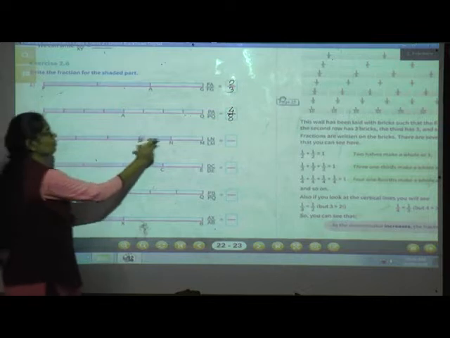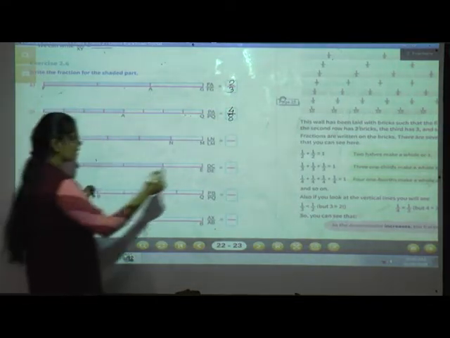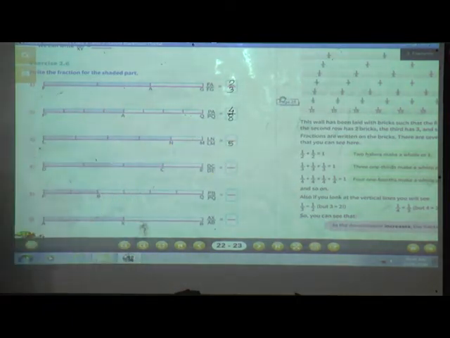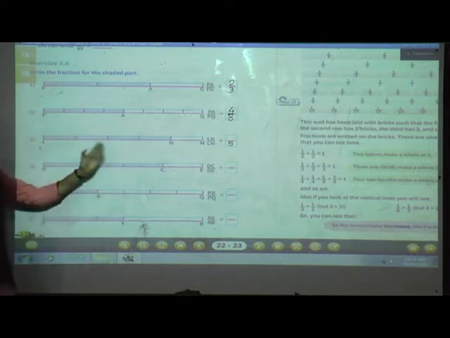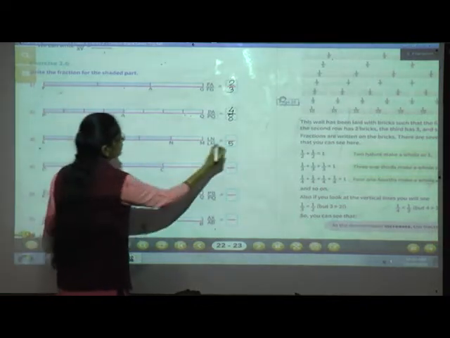1, 2, 3, 4, 5. So what is the length of LM? 5. Okay, this LM is divided into 5 equal parts. Now out of that 5 parts, how many parts are shaded? 1, 2, 3, 4. 4 parts are shaded.